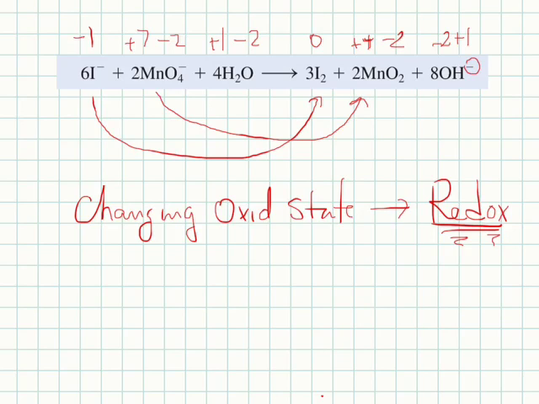Now, you remember Leo the lion says grr. So, losing electrons is oxidation, gaining electrons is reduction. Let's take a look to see if we can figure out what was losing electrons and what was gaining electrons. We'll see if we can figure out what was oxidized and what was reduced in this reaction.